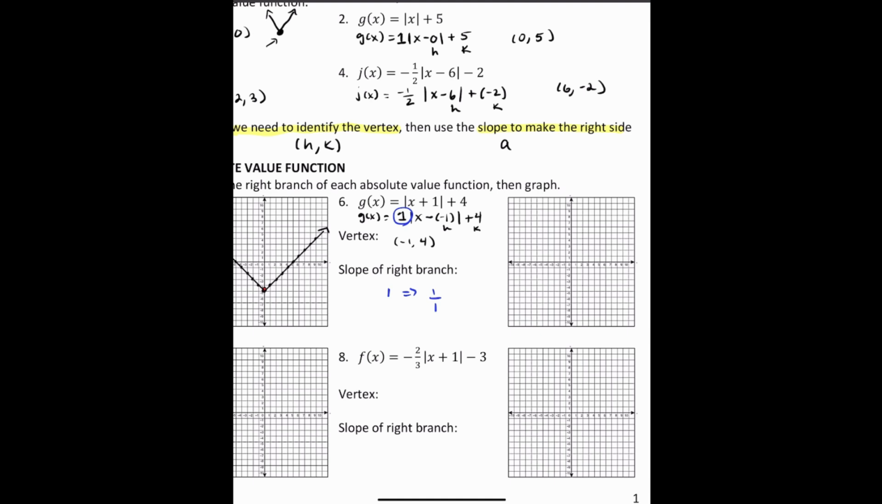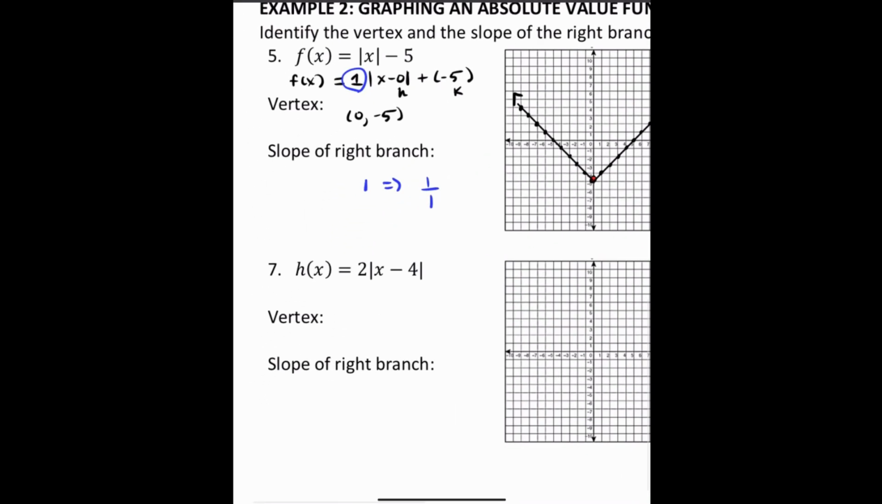All right, so the vertex is -1, comma 4, located right here. And I just go up 1, right 1, up 1, right 1, and then you repeat. And then for the other side of the V-shaped graph, you're going to go up 1, left 1. And there you go. Here's our V-shaped graph. I'm going to connect the dots. And that's number 6.